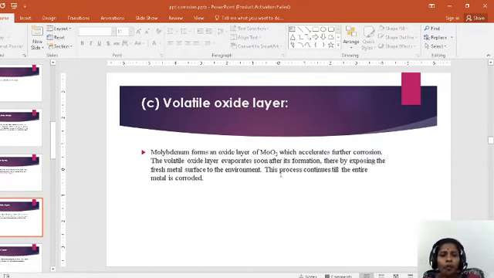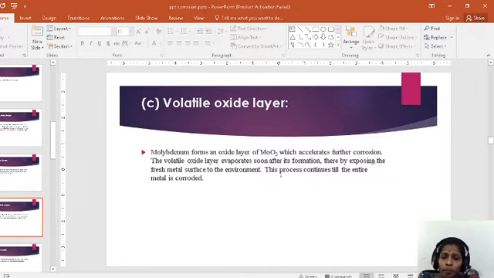The next type of oxide layer is the volatile oxide layer. Here volatility is nothing but evaporation, which means the layer can evaporate. That is what is meant by the volatile oxide layer. One of the best examples of a volatile oxide layer is the molybdenum oxide layer.